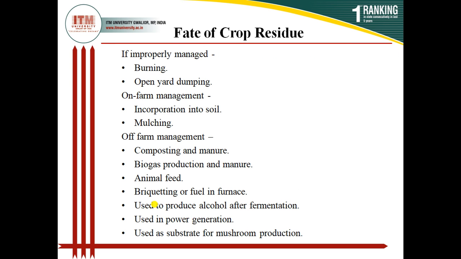So these are the fate of crop residue. The crop residues are produced as a byproduct of our agricultural activity on the field, when we harvest the economic part of the crop, and the leftover in the field is known as crop residue. This crop residue will create problem for growing the next crop. Sometimes we don't have time because we have harvested one crop and the sowing window of the next crop is on the verge. So we don't have much time to manage this.